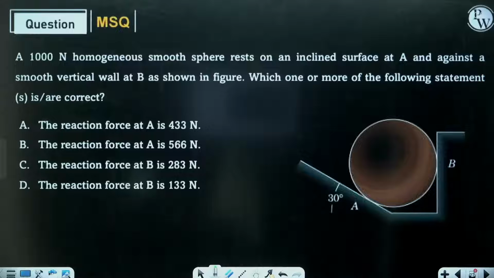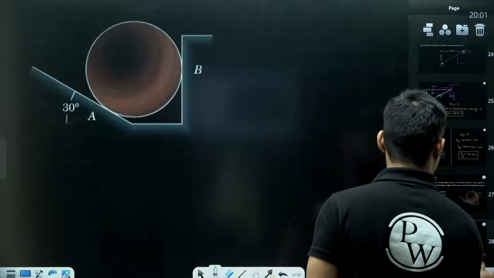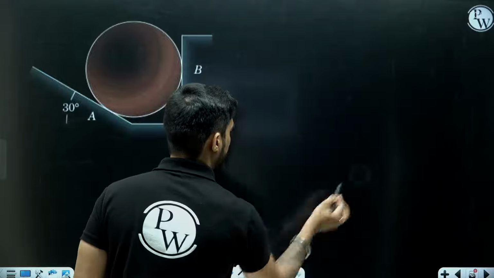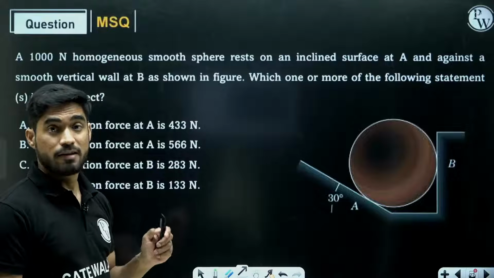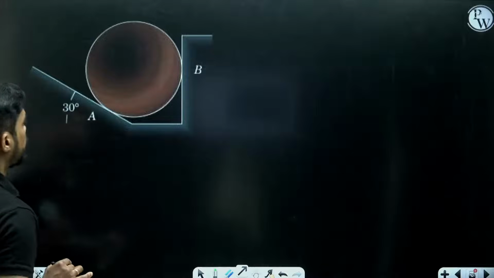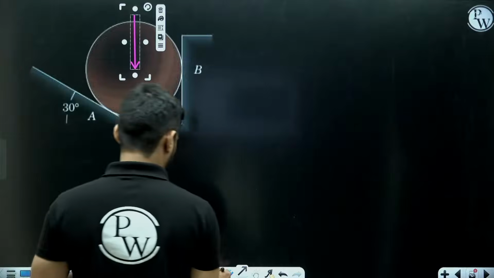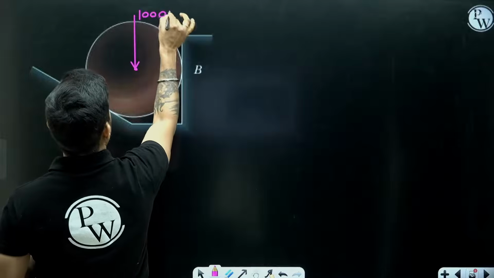First you need to draw the free body diagram. So here, this sphere has a weight of 1000 Newton and it is homogeneous. Homogeneous means the weight is equally distributed, so the weight will be acting at the centroid. Centroid of the sphere will be at the center. Okay, so this is 1000 Newton.